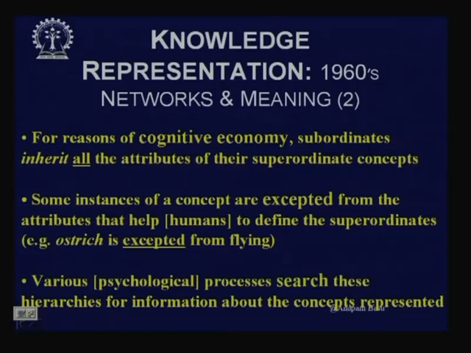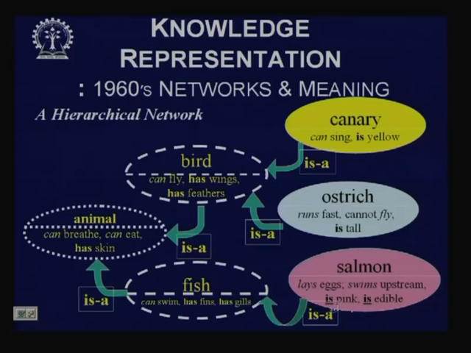Therefore, at the subordinate level, I may need to modify some of the attributes in special cases which are exceptions. So the general rule we can think of is that usually we inherit all the attributes of the parent, but at the lower level we can modify them in special cases as required. Various processes search these hierarchies for information, we will see how that is done. Now here is a hierarchical network that we are talking about. Now please look at this.